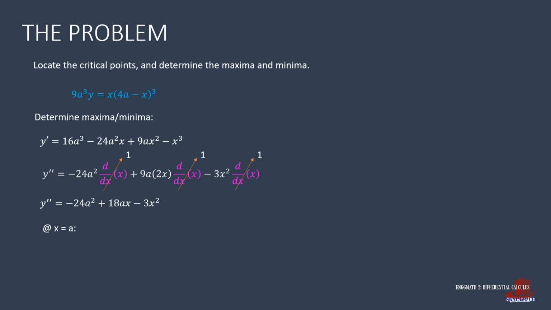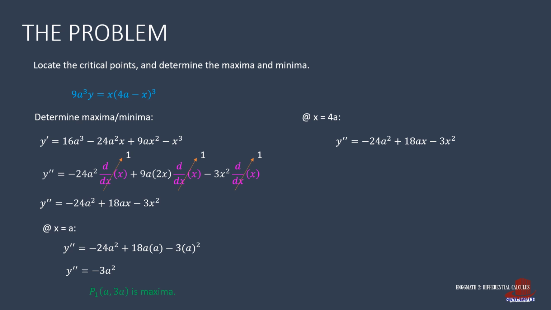From the first point where x is a, y double prime is negative 24a squared plus 18a times a minus 3 with the square of a. Y double prime is negative 3a squared. Having y double prime as negative makes the first point a maxima. The next is x as 4a.